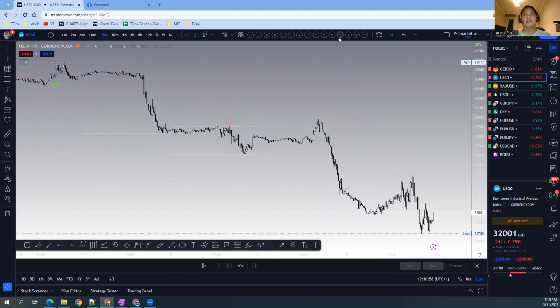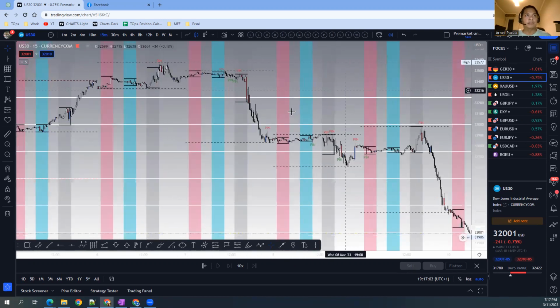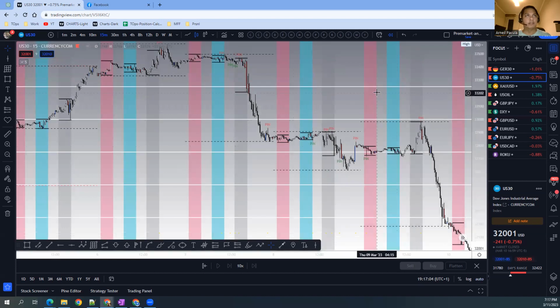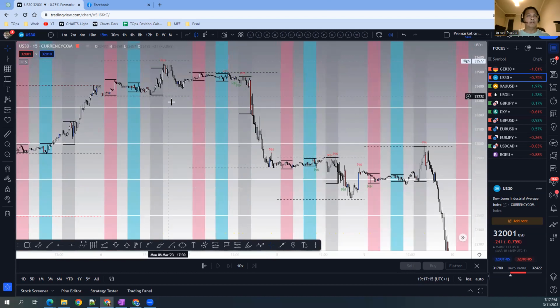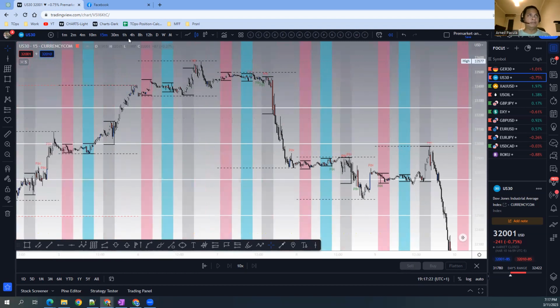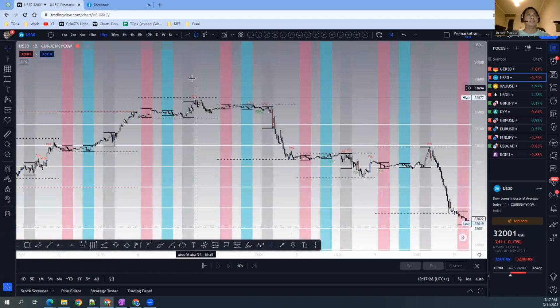And tingnan natin sa daily, day-to-day price action. Ano ba yung nangyari sa US30 index? And sa aking trading system ay gumagamit ako ng high and low of the previous day and high and low of the previous week. If the high and low of the previous month is also near, then I also consider that one.